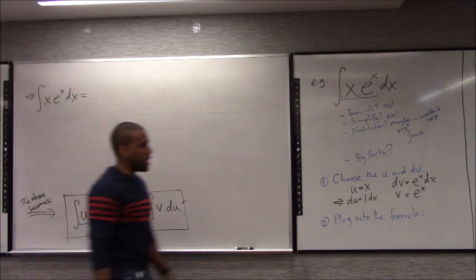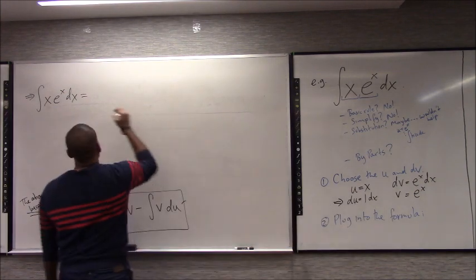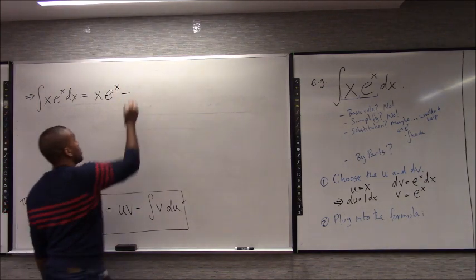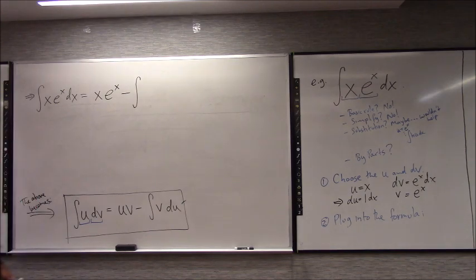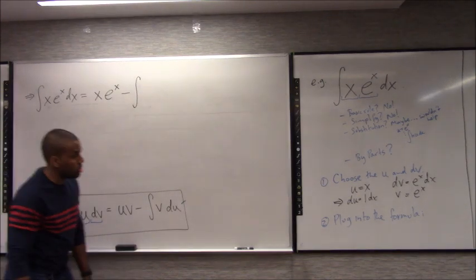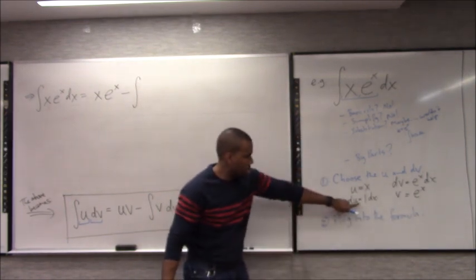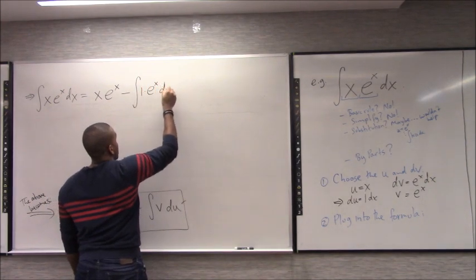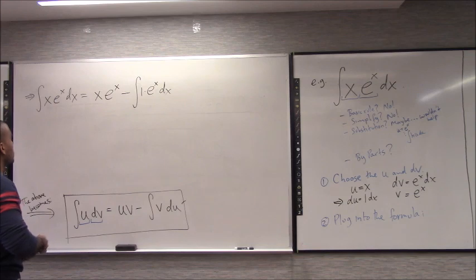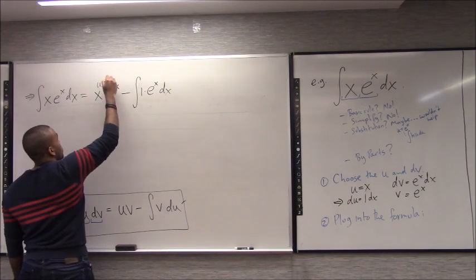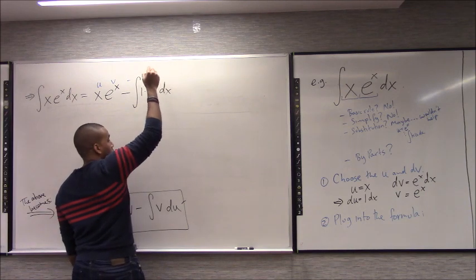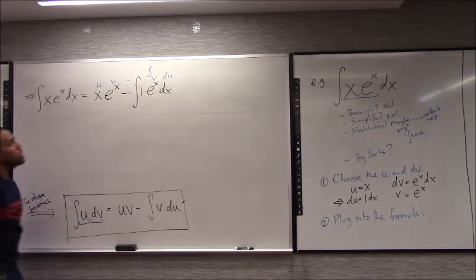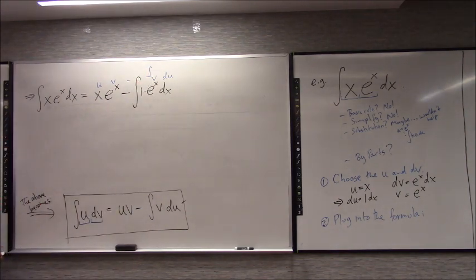I'm going to take the u times the v, minus the integral of the v times the du. In this case, the v is e to the x. The du is just 1 dx. So that is just 1 times e to the x. So this here is u, v, minus the integral of, well, this is the v and the du. Okay, so you just pretty much plug that in.